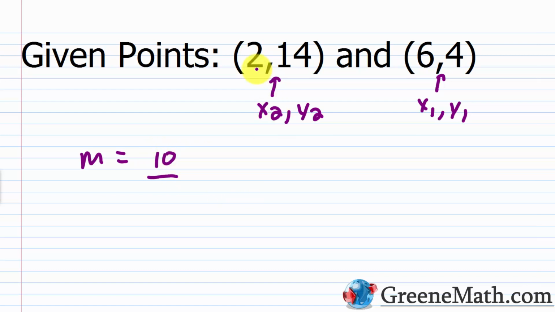And then x sub 2 is 2, x sub 1 is 6. So 2 minus 6, x sub 2 minus x sub 1, so 2 minus 6 is negative 4. So my slope here is going to be what? If I divide each by 2, I get 5 over 2, and then it's negative, so negative 5 halves.